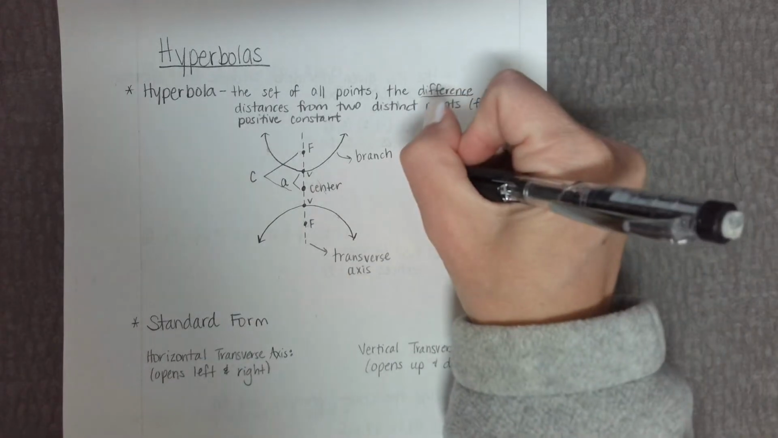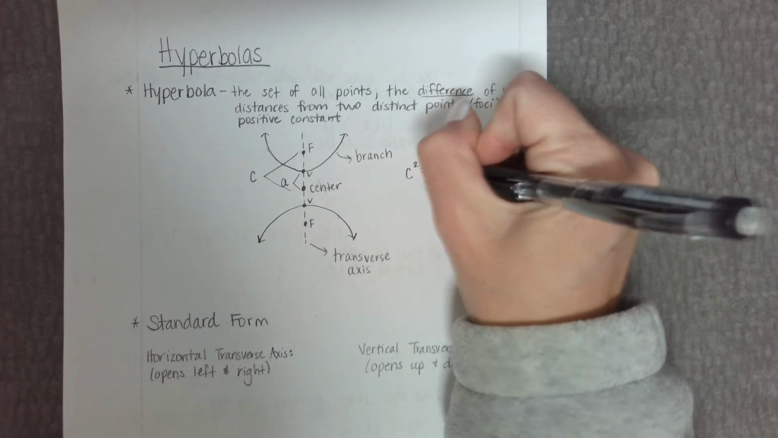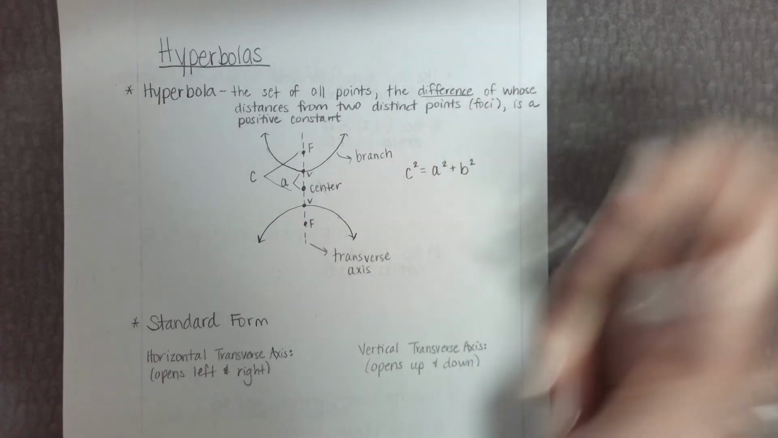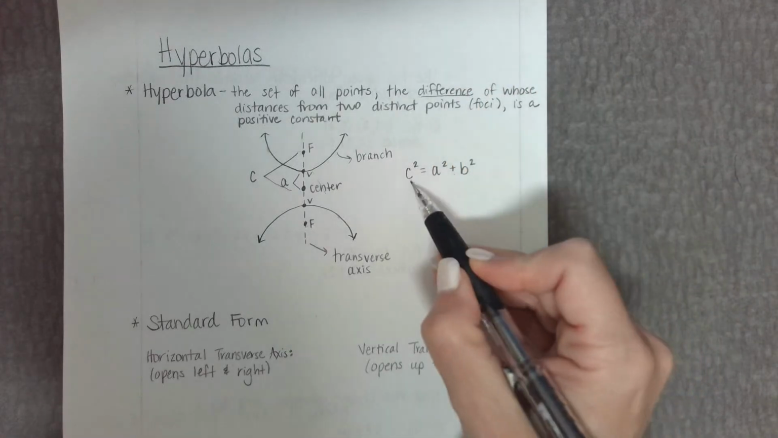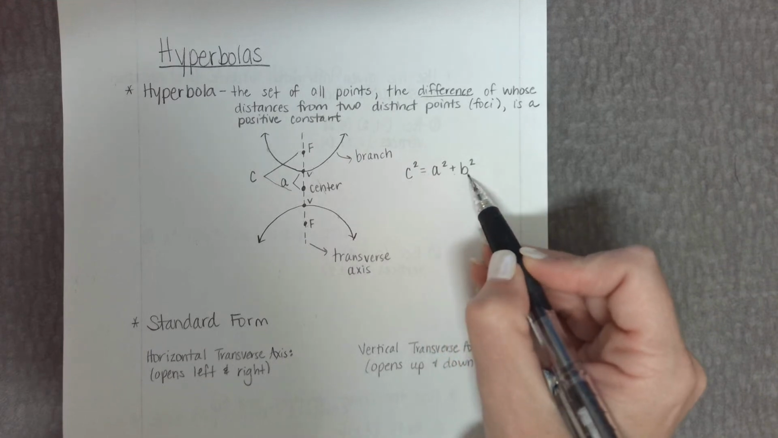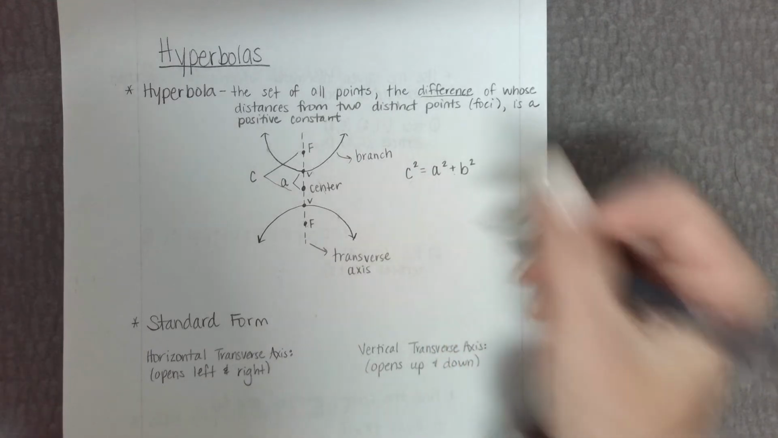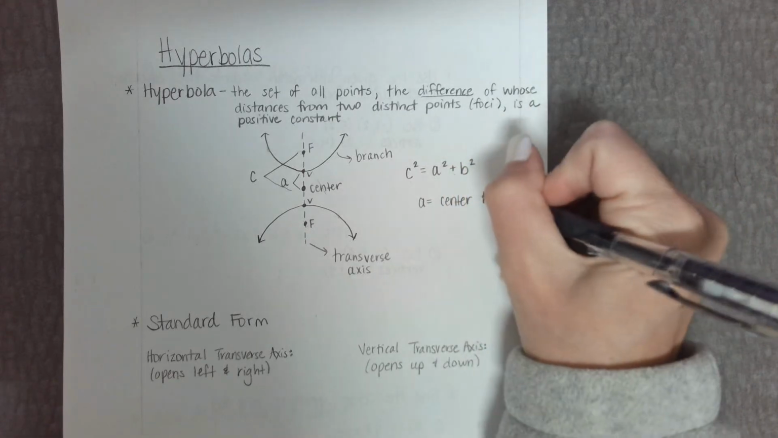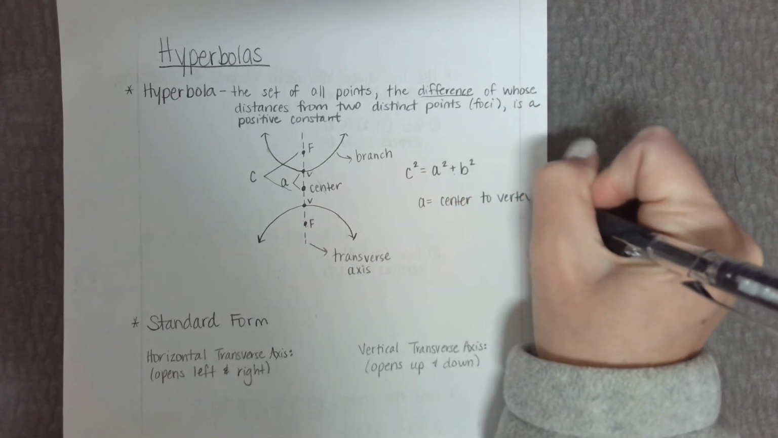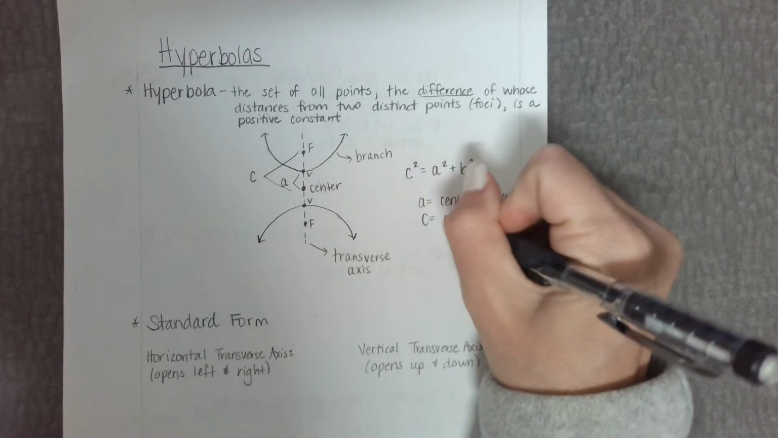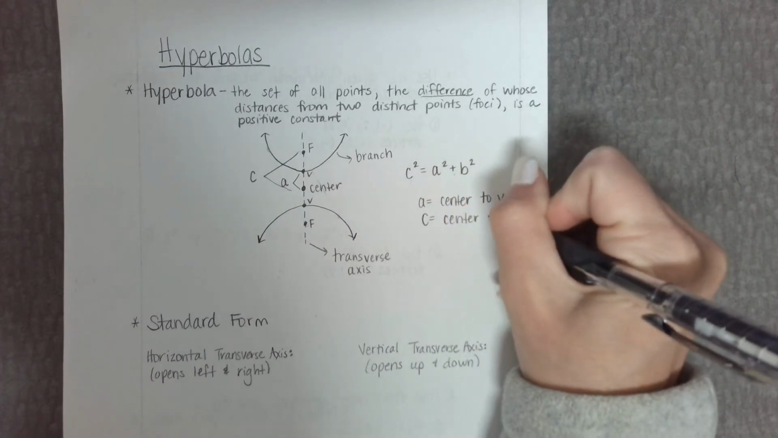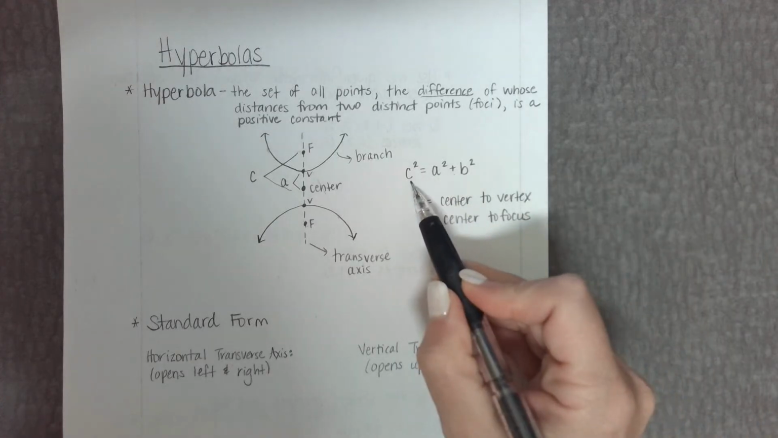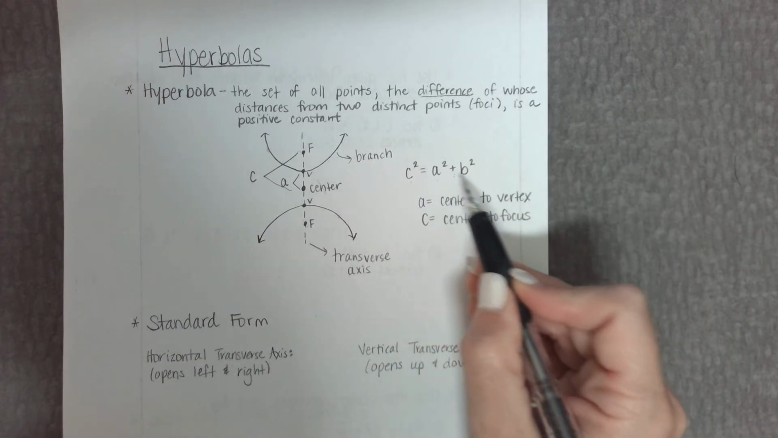This part right here is different though. The formula that relates all these letters becomes plus instead of minus. So C squared equals A squared plus B squared instead of A squared minus B squared. So A is center to vertex. C is center to focus. But the formula is C squared equals A squared plus B squared.